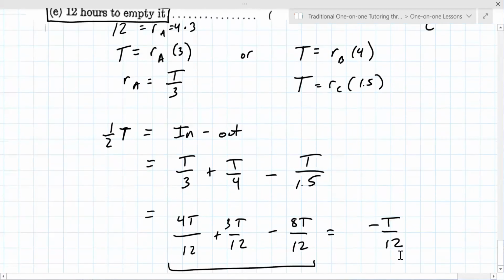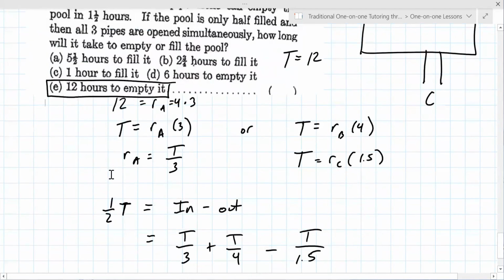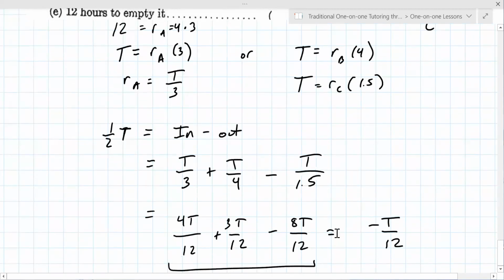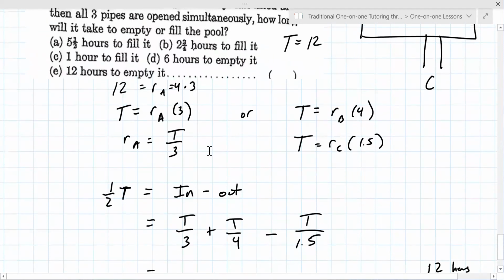Because of this 12 here. How do you get the negative T over 12? Just adding the numerators: 4T plus 3T minus 8T. Oh, never mind. So it would take 12 hours to empty if it was full, but it wasn't. It was half full, so it's only going to take 6 hours. That's my mistake there. 6 hours to empty.